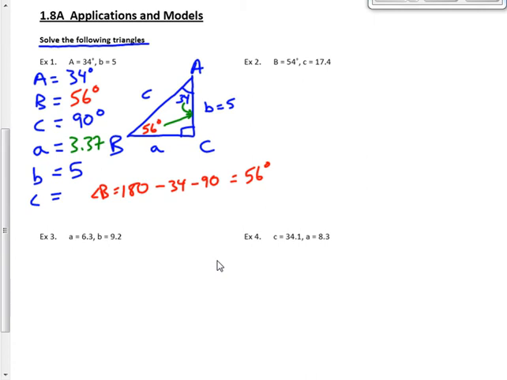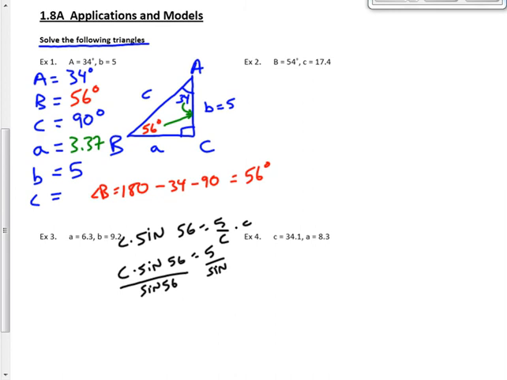We talked about a couple other ones here. We said that we had sine of 56 was equal to 5 over C. That was one of the other ones that we had up here. So I'm going to multiply by C on both sides. So I get C times sine of 56 equals 5. I have to divide by sine of 56. So I get C is equal to 5 divided by the sine of 56, which gives me 6.03 for my C value. Okay, so I end up finding all 6 portions of this triangle.